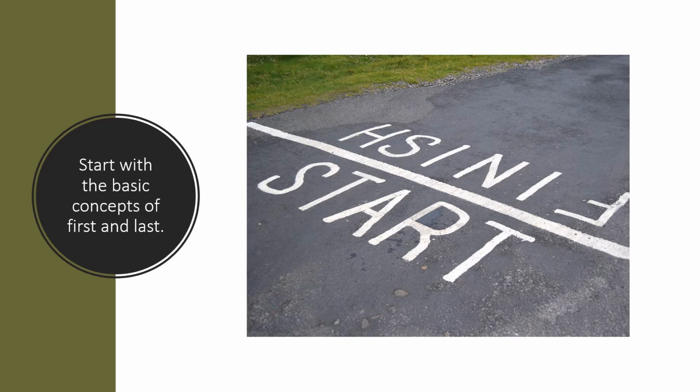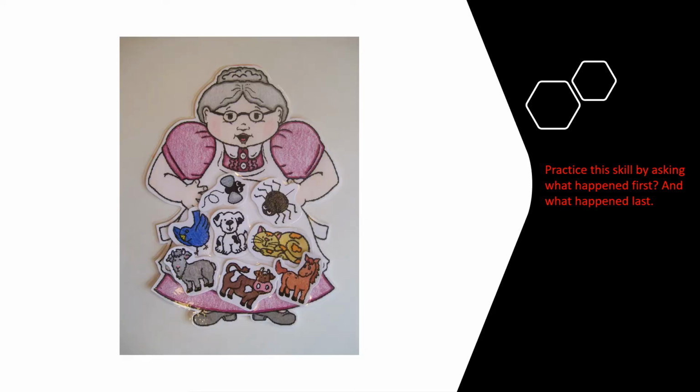When trying to teach sequencing, start with the basic concepts of first and last. When we sequence an event, activity, or task, there is always a beginning, what happened first, and an end, what happened last. A great way to practice this skill is by focusing on a specific event or story and ask, what happened first and what happened last? In the case of the old lady, we know that first she swallowed a fly. Then ask, what did she swallow last?